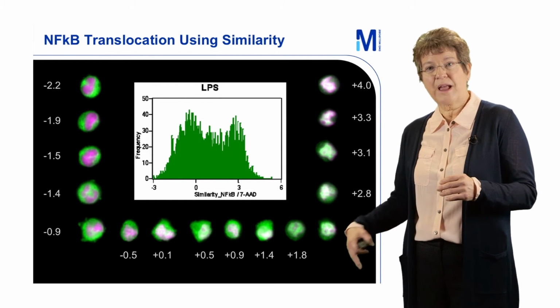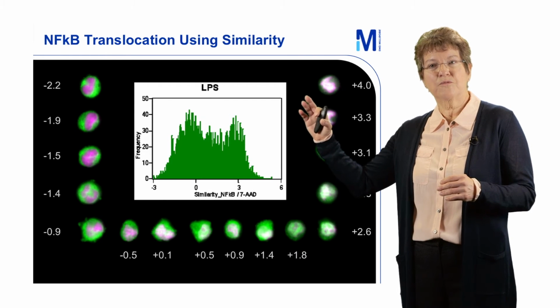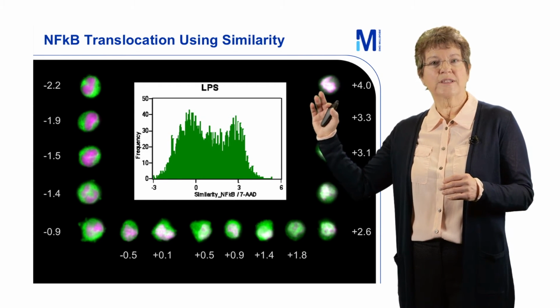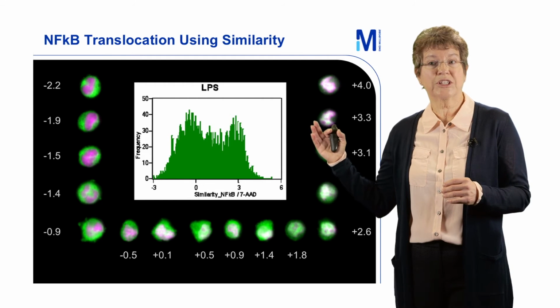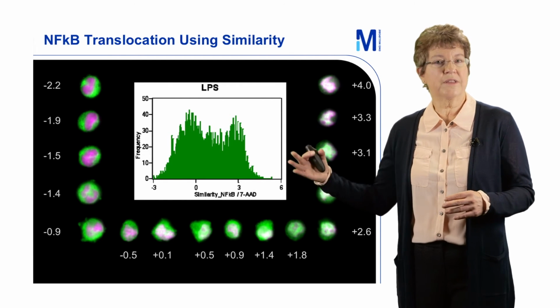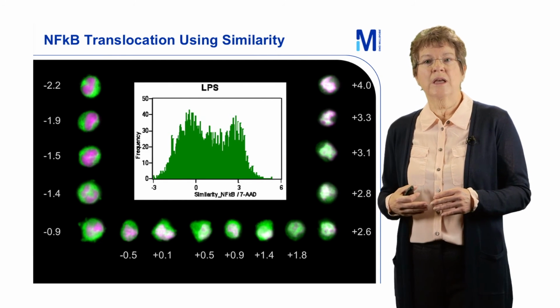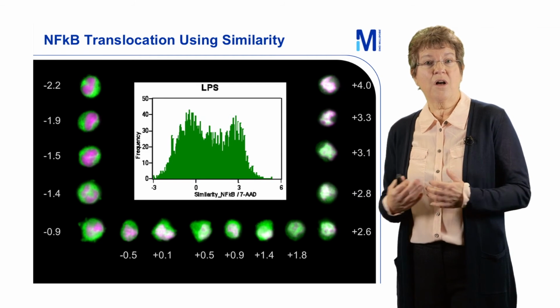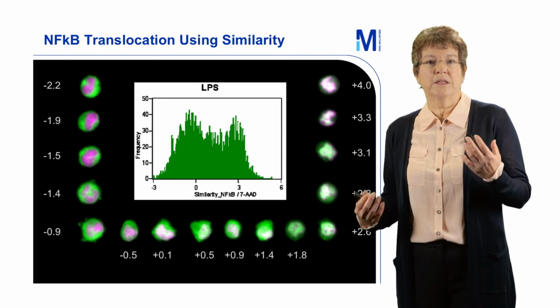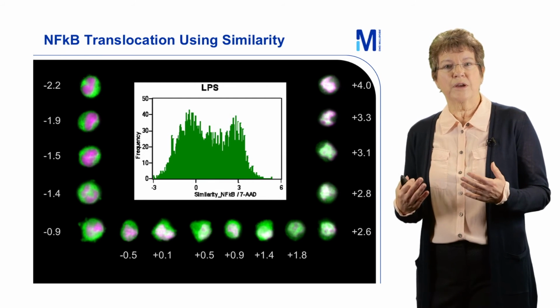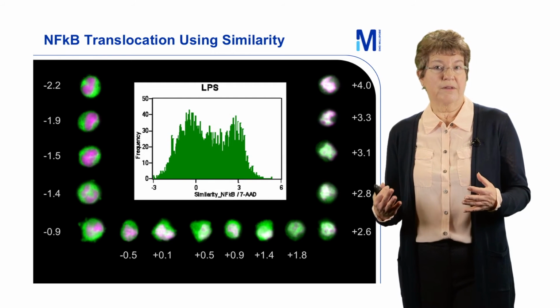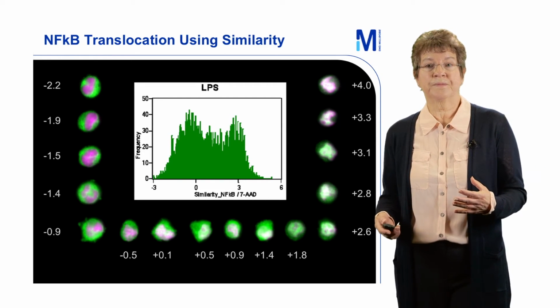If you follow this around under the graph and up to the top right on the slide, you can see that cell has a very high correlation, positive 4. All of the NFkB is in the nucleus. But you can also quantify all those intermediate steps. It's a very sensitive, very quantitative way to measure NFkB translocation.